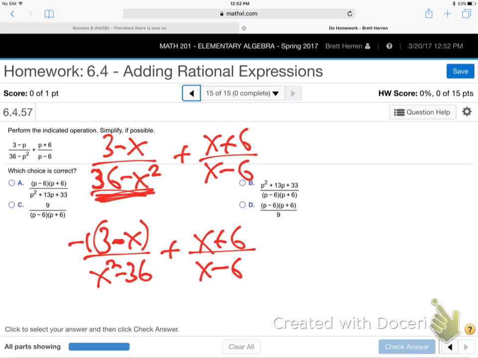Yeah, just turn around that bottom. The minus floats to the top and distributes, does it? Is that good? Okay. And then what do you got to do with this denominator, x squared minus 36?